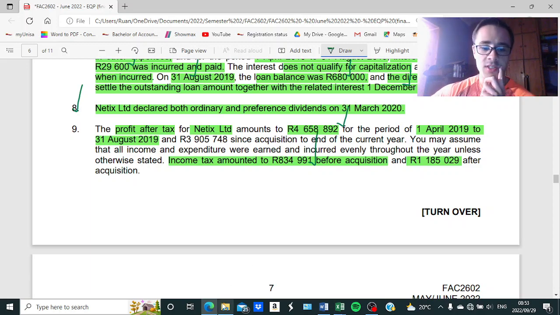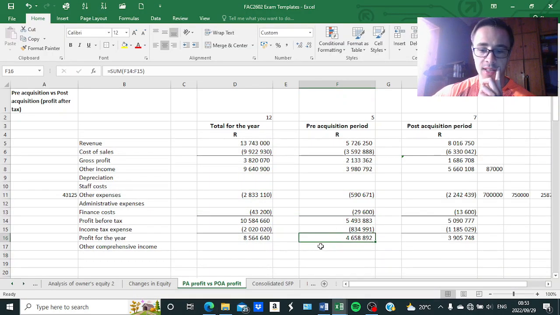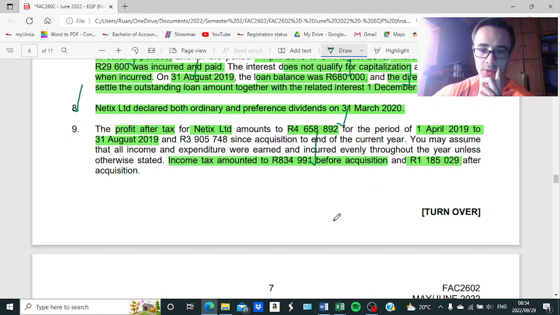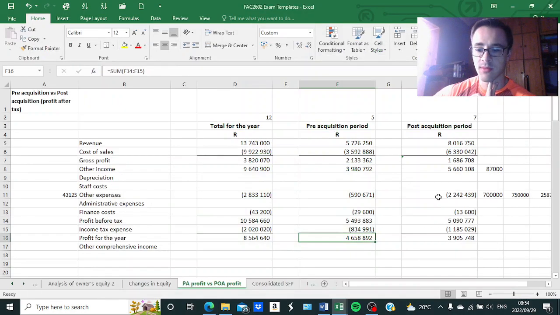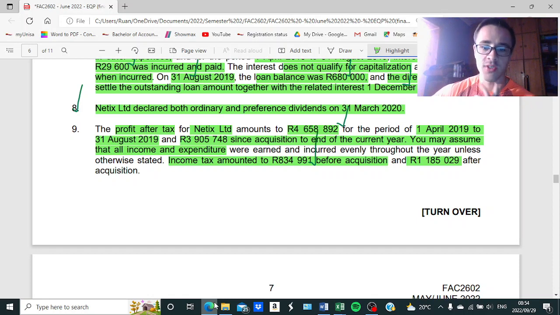So it's 4,658,892 for the pre-acquisition period, and 3,905,748 since acquisition to the end of the current year, so in other words, for the post-acquisition period.